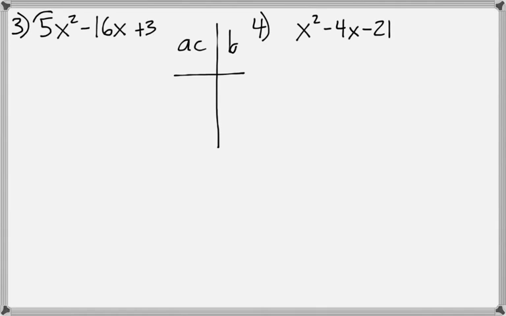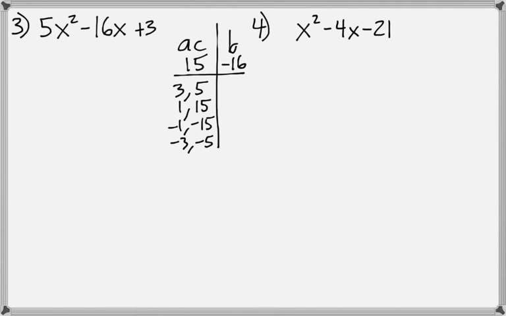So AC is A times C, so 5 times 3 is 15. And B is the number multiplied by the x, or negative 16. So I need to pick two numbers that multiply to give me 15, but add to give me negative 16. So I'm going to start by listing some numbers that multiply to give me 15. So like 3 and 5, 1 and 15, negative 1, negative 15, negative 3, and negative 5. All these numbers multiply together to give me 15.